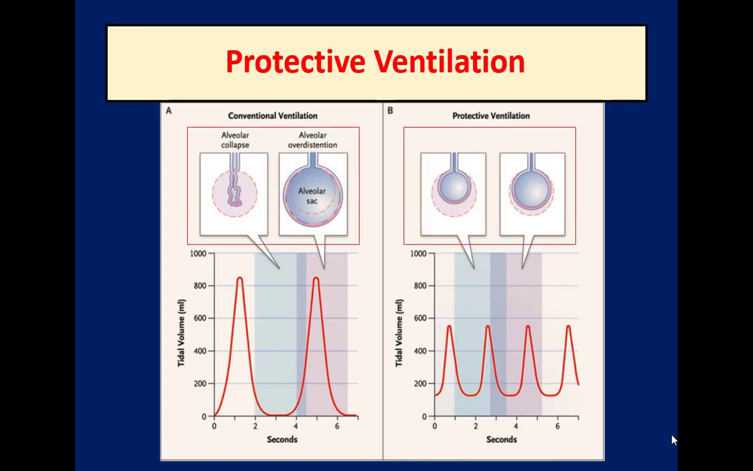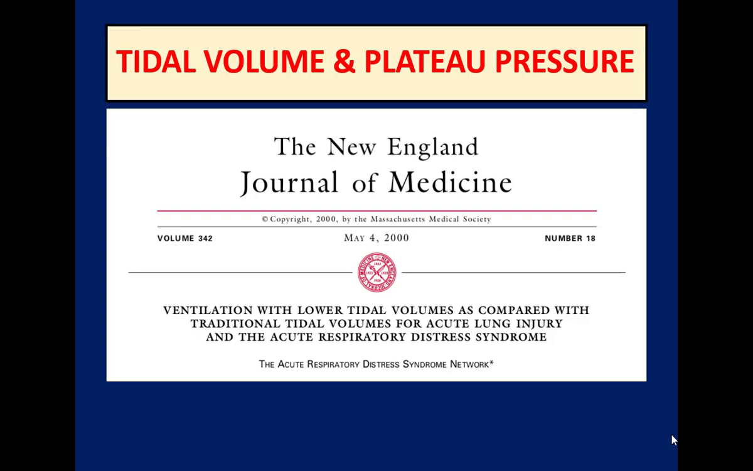So how to deal with such patients? We have to use protective ventilation. As you can see, this is an alveolar collapse and this is an alveolar overdistension. So here we are not producing any protection. But in a protective type of ventilation, we are neither allowing a collapse nor allowing an overdistension. So in between, in that safe zone, we are ventilating the patient. That is called protective ventilation.